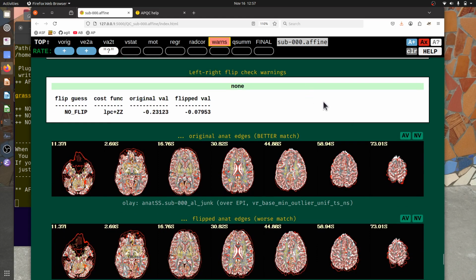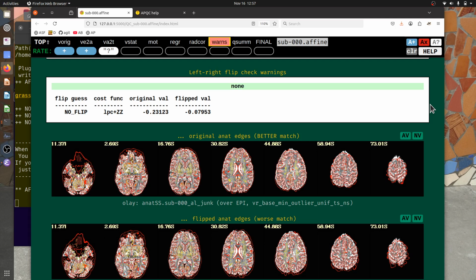The next warning that we have here is the left-right flip check. And this arises from a study that we had a few years ago now, where we noticed that in a lot of public data, there were cases where the EPI and the anatomical had a relative left-right flip between them. So maybe the anatomical was correct and converted from DICOMs, but when the EPI was converted, there was a left-right flip. So subject left now became subject right. That was relabeled incorrectly. So it's like one brain flipped in place. Now, if only we knew which one it was, that would be great.